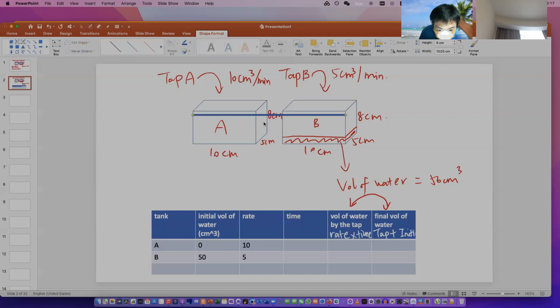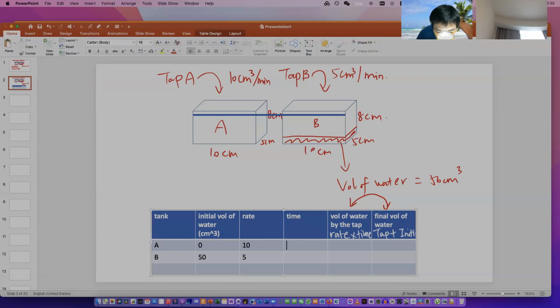So let's assume the water will reach the same height about here. Therefore the time taken, which I don't know and which the question asks for, you can take as t. So time t for tank A, and similarly time t for tank B. Because how long does it take for both tanks to reach the same height? So they run for the same time.